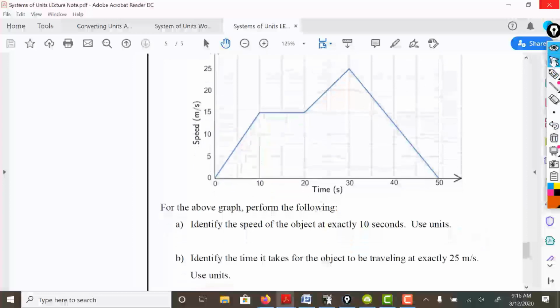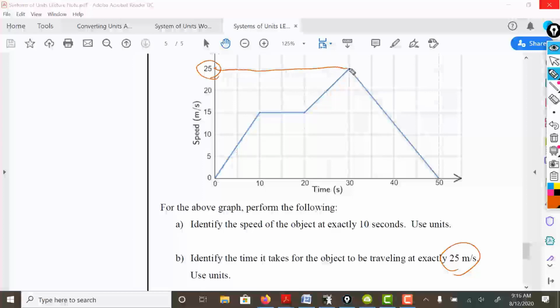Part B, identify the time it takes for the object to be traveling at exactly 25 meters per second. So this time though, they gave you the speed and they want to know what the time is. If you want to pause and see if you can figure this out without me, that'd be great. So pause. Okay, here we are at 25 meters per second. That only ever corresponds, in this case, to 30 seconds. Don't forget the units, the seconds, right?